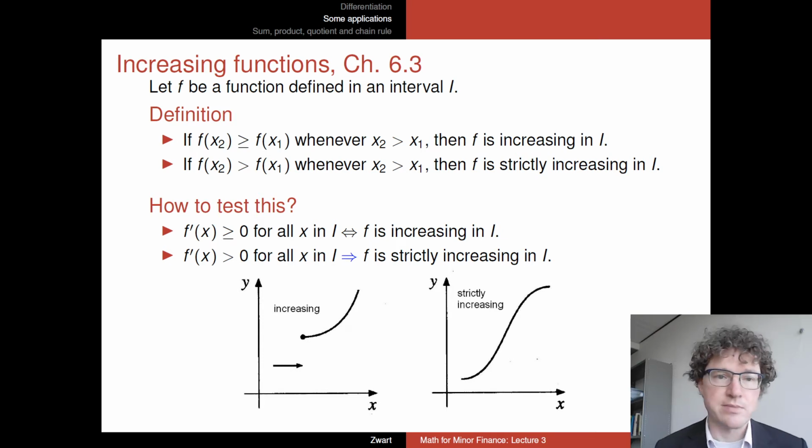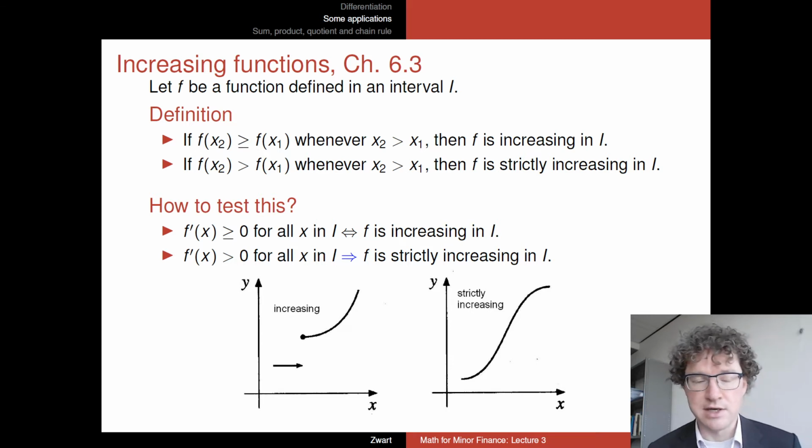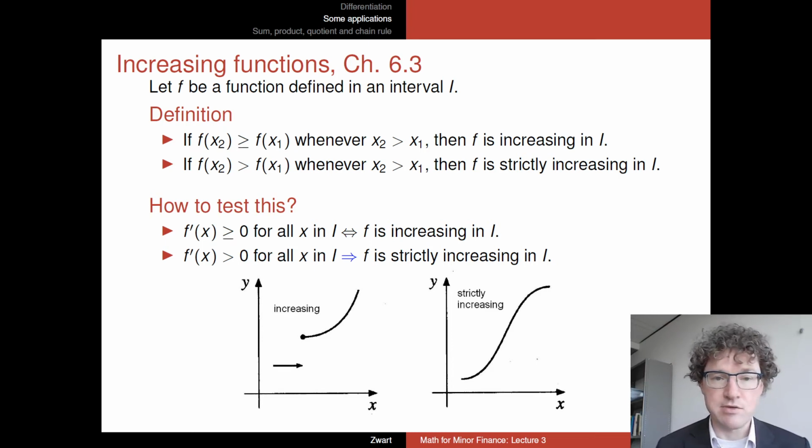So that's the first bit. The second bit is about strictly increasing. If we actually know that this function has a positive derivative, so not just non-negative but positive, so bigger than 0, 0 itself is not included, then: if f prime is bigger than 0 for all x's that we choose in this interval domain, then we call this function strictly increasing.